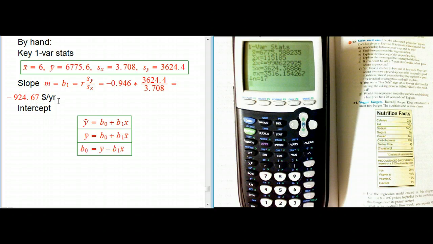Now, does that mean it's guaranteed? Does that mean it's a perfectly linear relationship? No, but this is just the best guess according to this method of guessing. And it's a pretty good method of guessing. Okay. What about the intercept, to actually get the whole equation of the line?